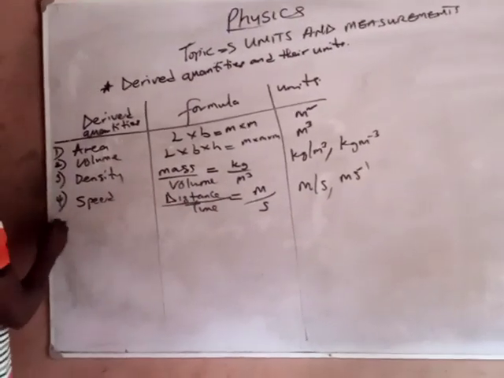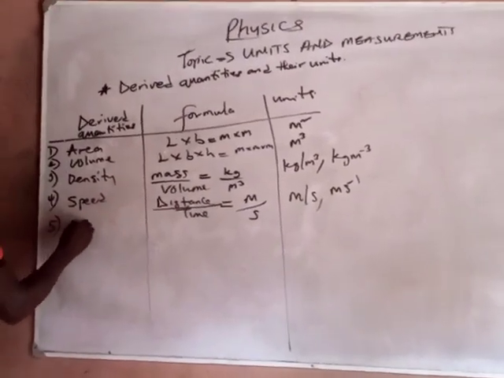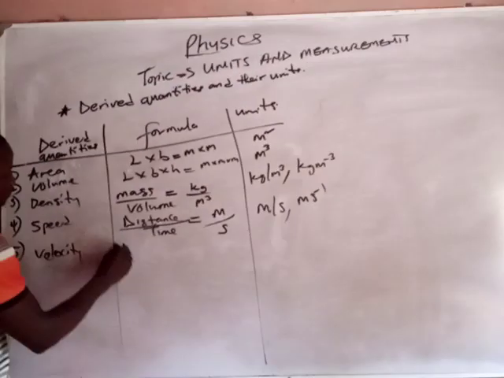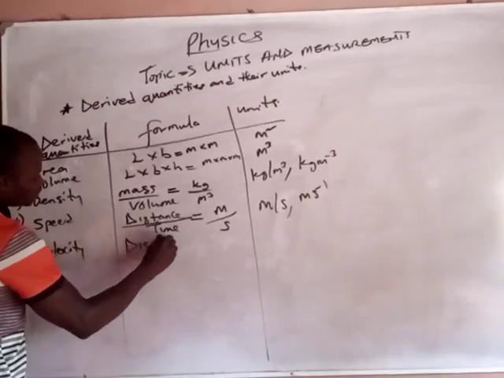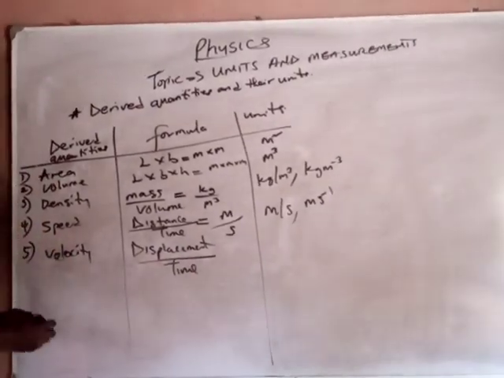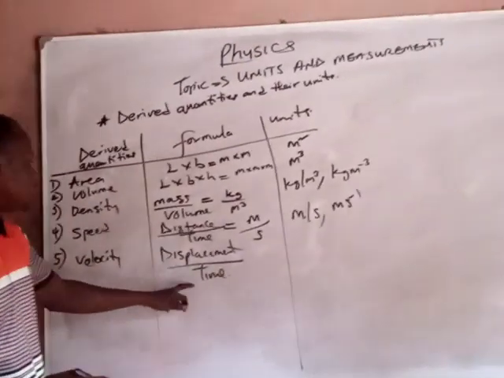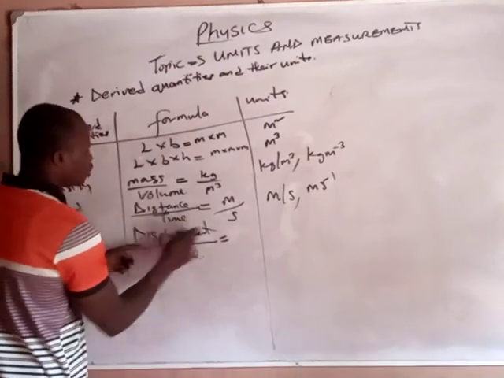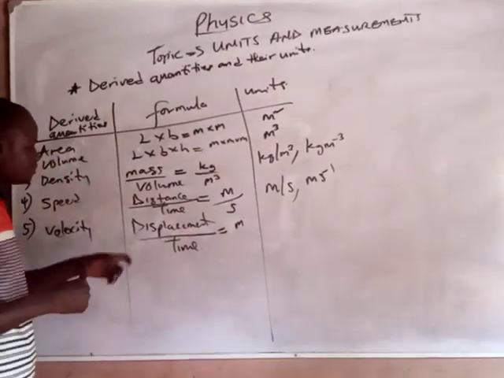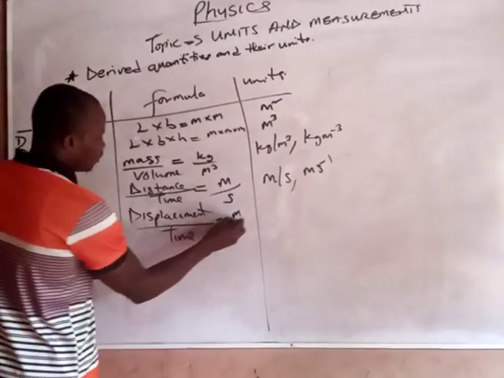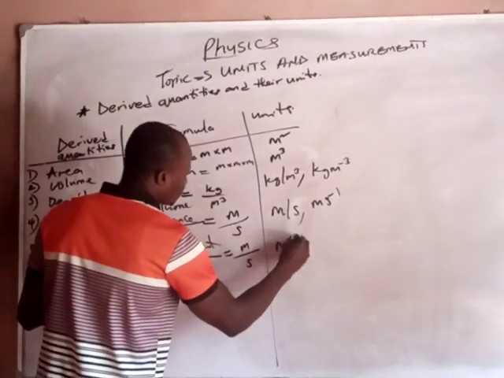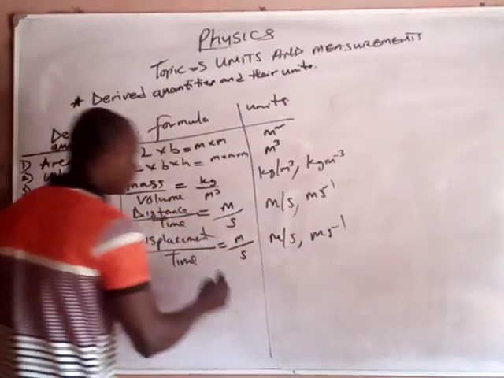Number five, we talk about velocity. Velocity is displacement over time. You have to know this formula, very important. Don't forget that displacement is always in meter. So the derived unit of velocity is meter over second, which is time. You can also write meter per second, and that is accepted.